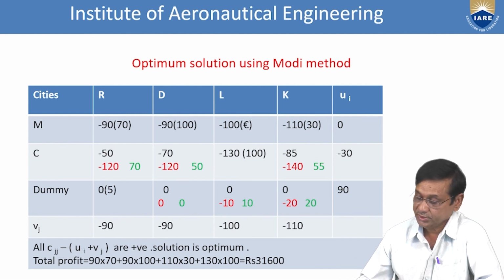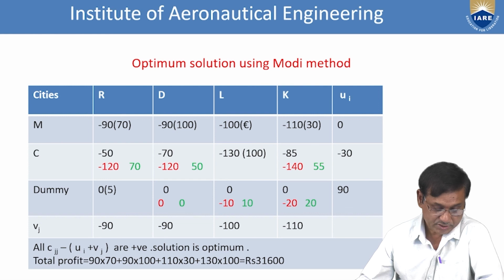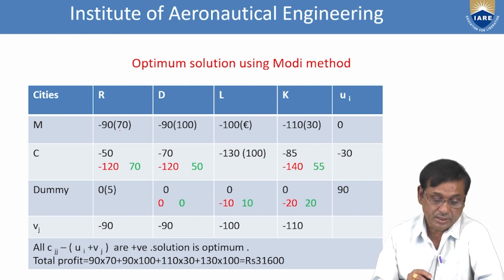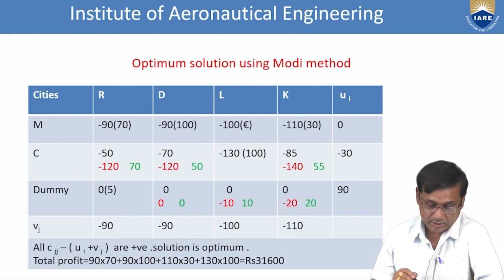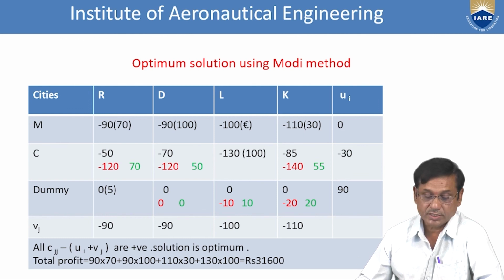So the solution is optimum, and the total cost is obtained by multiplying the corresponding elements by the number of allocations. So 90 into 70, 90 into 100, 110 into 30 plus 130 into 100, that is 31,600.